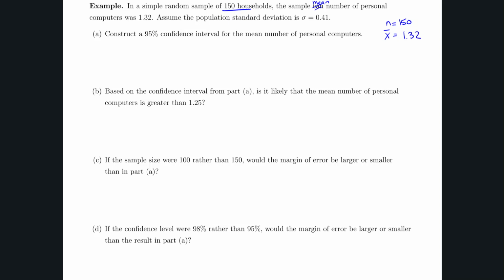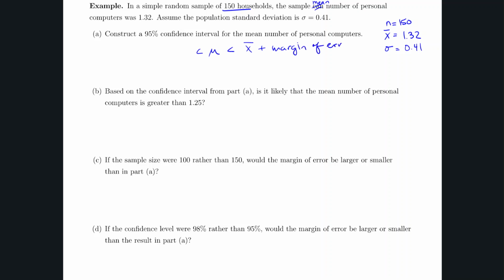Assume the population standard deviation. Now, here it's the population standard deviation, not the sample standard deviation. So I'm going to use my sigma for population, which is 0.41. Construct a 95% confidence interval for the mean number of personal computers. Okay, what do you do for the confidence interval? Remember, you take the sample mean, 1.32, minus the margin of error, and then the sample mean plus the margin of error.